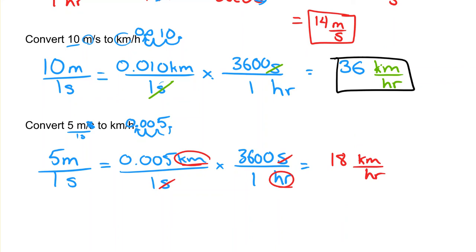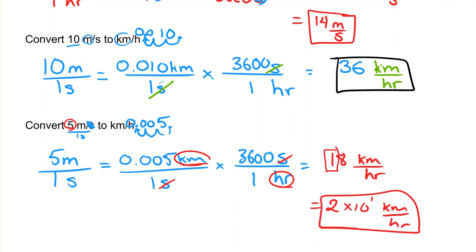But the problem is, the question has one significant digit, and here's 2 significant digits. So I need 1 significant digit. So we have to say the 1 is going to round up to a 2, but 2 times 10 to the 1 kilometers per hour. That's a tough one.